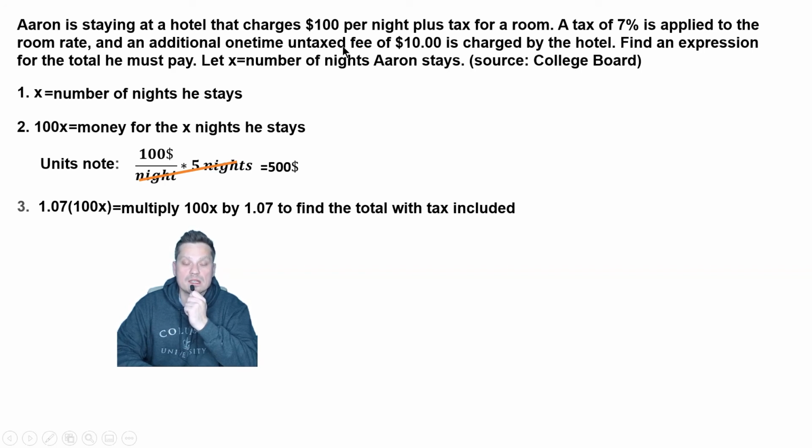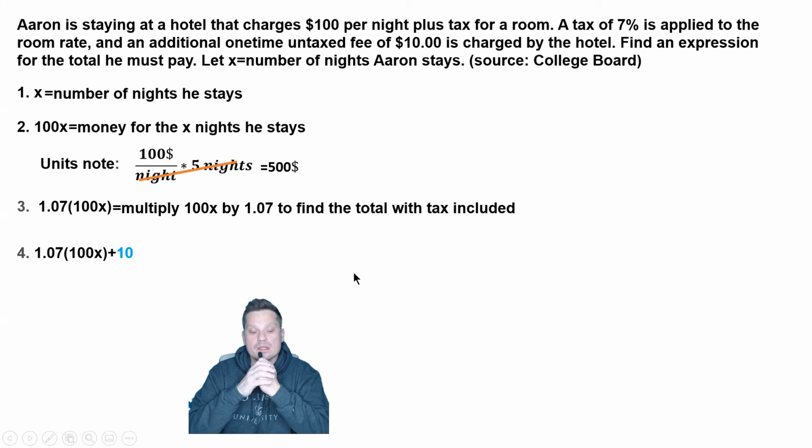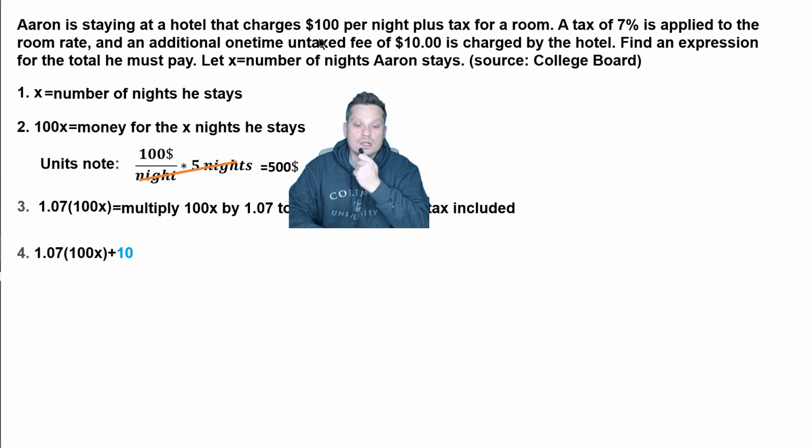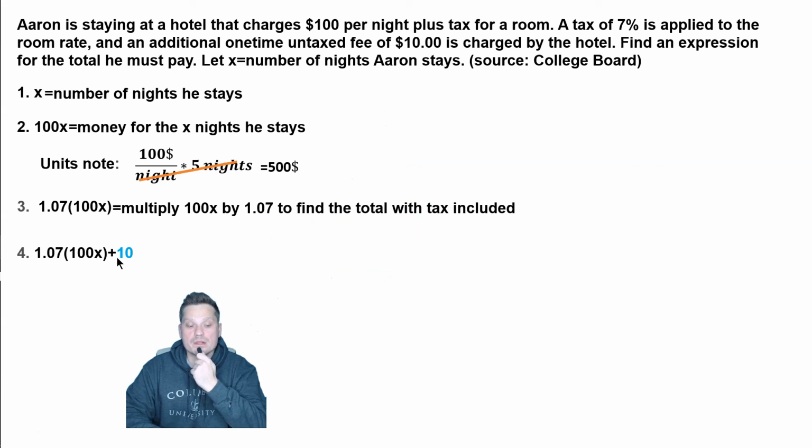It says there's a one-time untaxed fee of $10. That's not included in anything that we've done. So you've got to include it as follows. For example, you could say that it's 1.07 times the 100x, plus the 10. And notice something important about the 10, which is that it's not inside the parentheses because we are told across the top there that it's a one-time untaxed fee. So you don't include it within the parentheses. You just place it outside the parentheses for that reason.